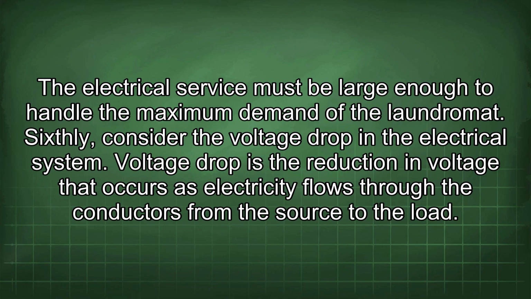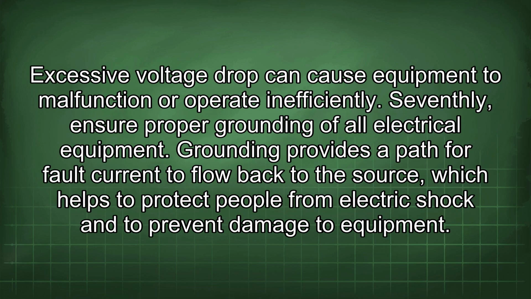Sixthly, consider the voltage drop in the electrical system. Voltage drop is the reduction in voltage that occurs as electricity flows through the conductors from the source to the load. Excessive voltage drop can cause equipment to malfunction or operate inefficiently. Seventhly, ensure proper grounding of all electrical equipment. Grounding provides a path for fault current to flow back to the source, which helps to protect people from electric shock and to prevent damage to equipment.